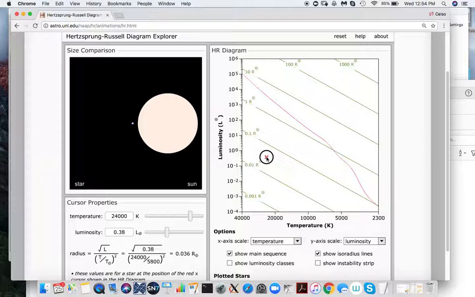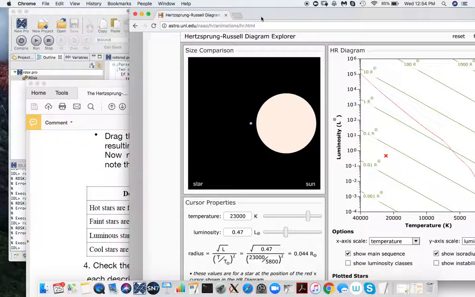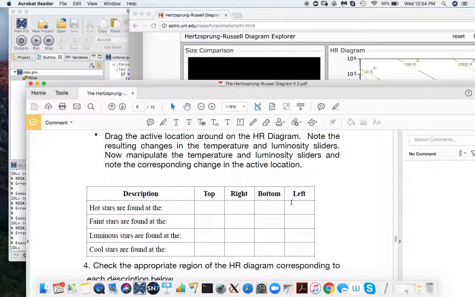So hot stars are found on the left-hand side. So the first row you should mark left. So going over here, you should mark this one left.